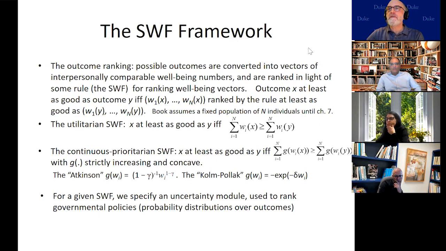And then once we've converted outcomes into these well-being vectors and have some rule for ranking well-being vectors, we can think of policies, governmental policies, infrastructure policies, regulations, what have you. We can view them, in effect, as lotteries, probability distributions across the outcomes, which in turn are converted into well-being vectors. So that, in a minute, is the whole framework. Obviously, there's a lot there.